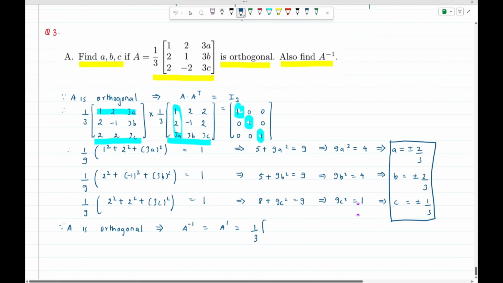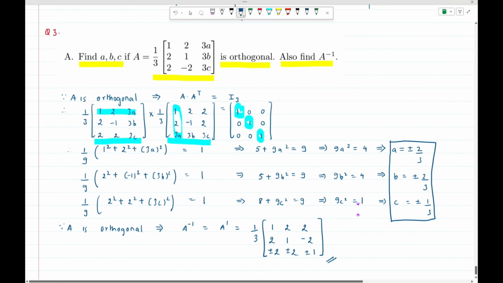So this is going to be 1 over 3, and then we will have the first row to be 1, 2, 2, the second row to be 2, 1, negative 2. And now in the third row we are going to have 3a. So when you take the product of a and 3, you are going to get plus minus 2, 3b again plus minus 2, and this is going to be plus minus 1. So that is question number 3A.